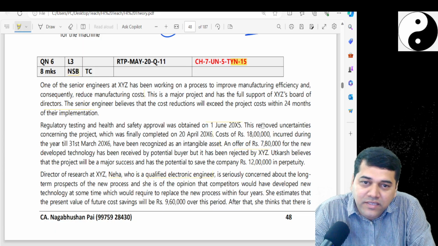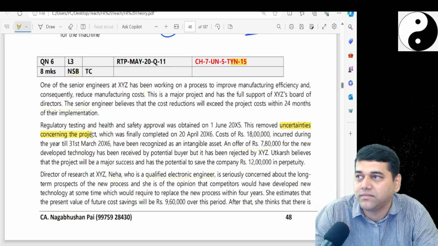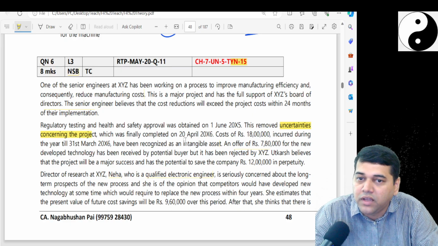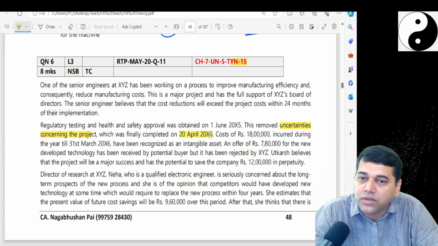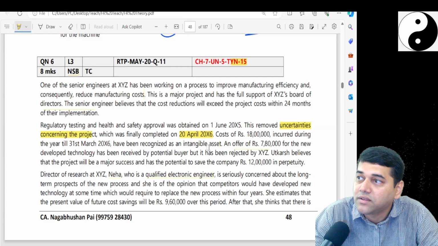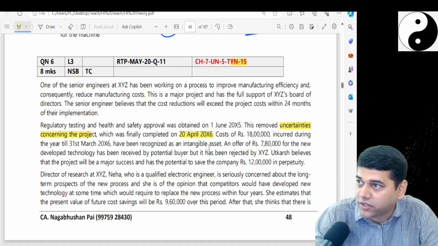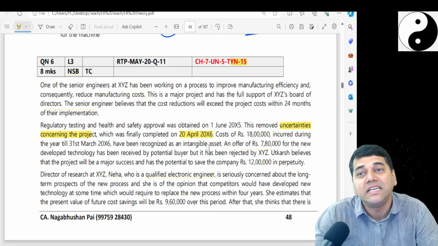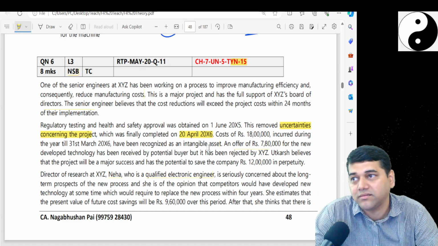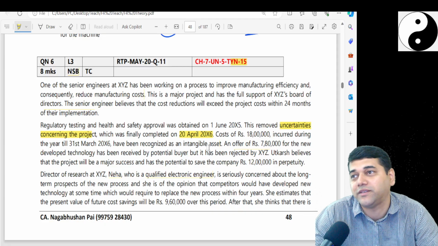Did you say that this removed the uncertainty concerning the project? On 1st June your uncertainties went off, and you completed it on 20th April. So what does this mean? Research and development, you are talking. Somewhere I can say it is like research and development. But the argument is not on that. The argument is where? The life of the intangible. What is your opinion? What would you have done?